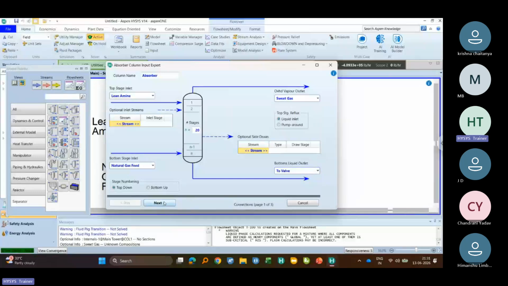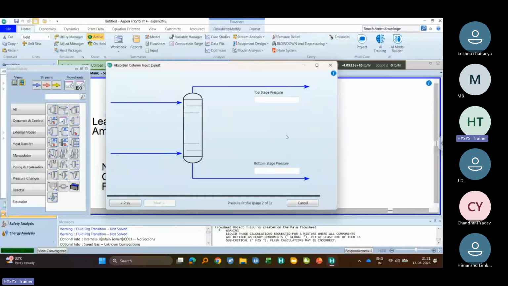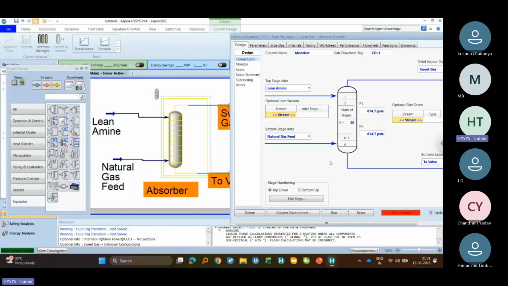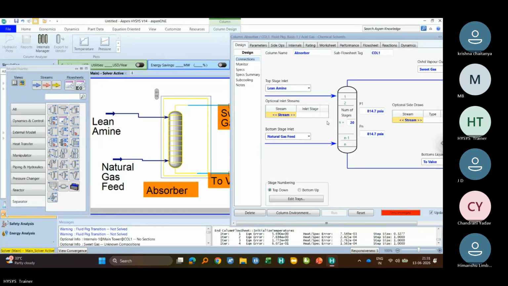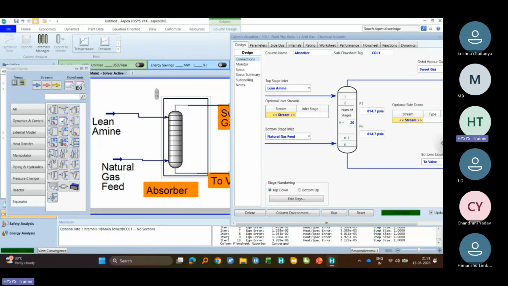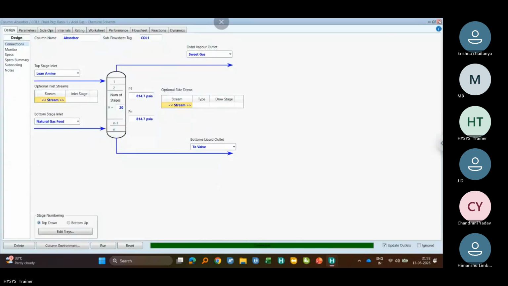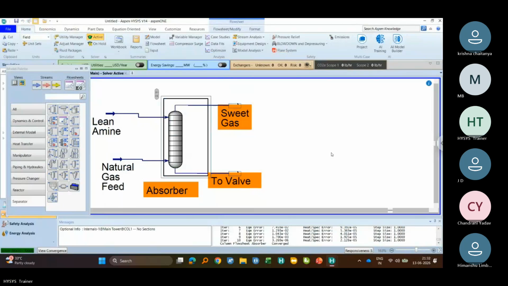We click on next. We are given the top stage pressure and bottom stage pressure as 814.7. Same is the value for the bottom stage pressure. We click on next. There is no temperature value that we are going to give for this. We click on done. We will run this column and it will converge. You can see that it has taken 10 iterations to converge the system. I hope you have understood this absorber part.